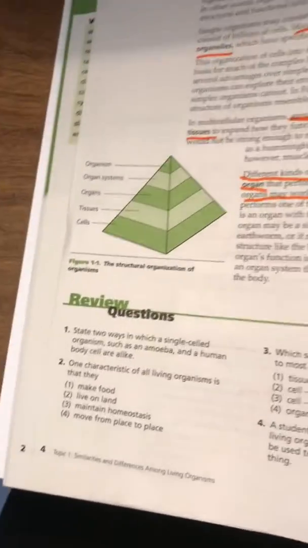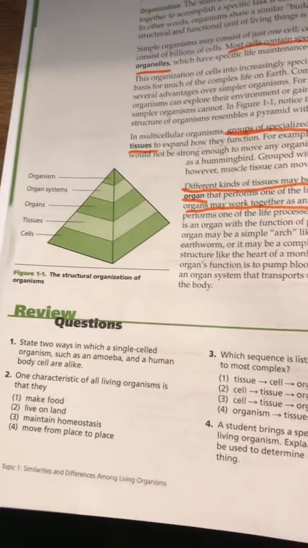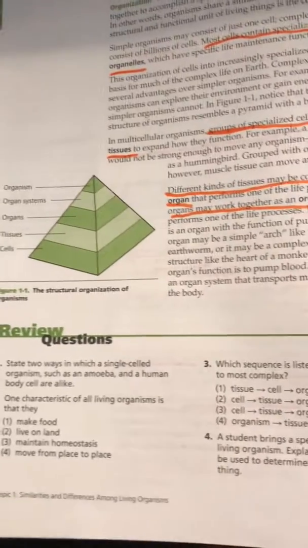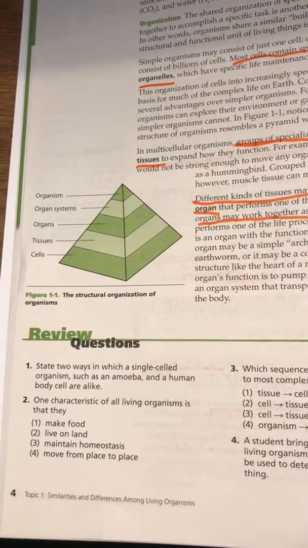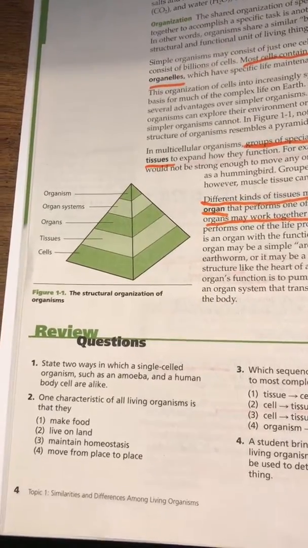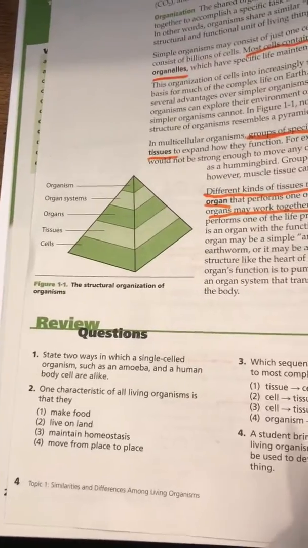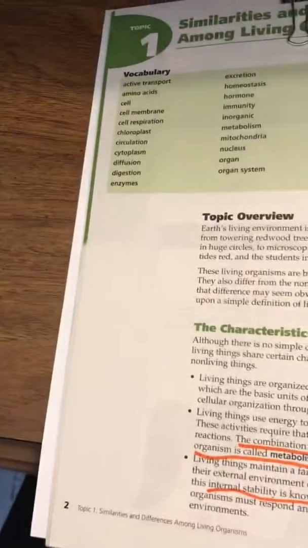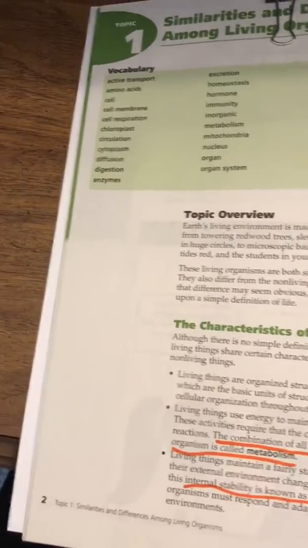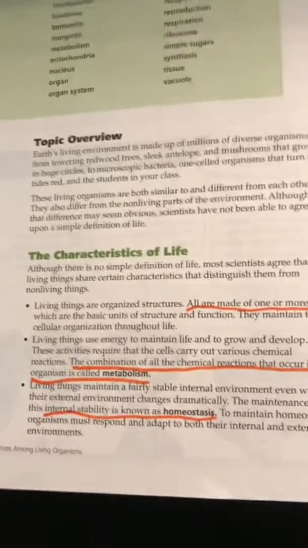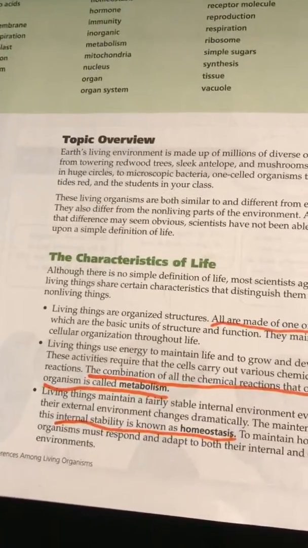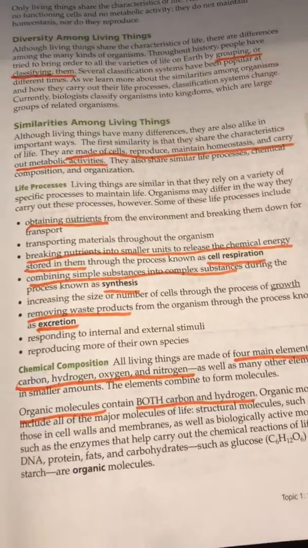Review questions. Number 1. State 2 ways in which a single-celled organism, such as an amoeba and a human cell, are alike. You might want to look for this answer in the first couple paragraphs, the characteristics of life, and then go over to similarities among living things.